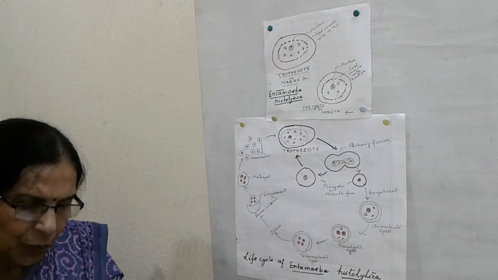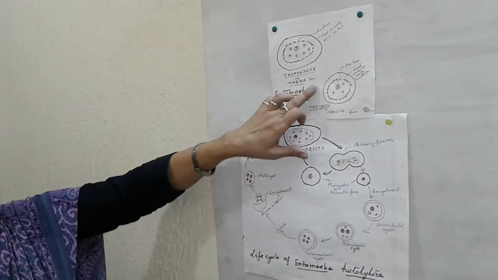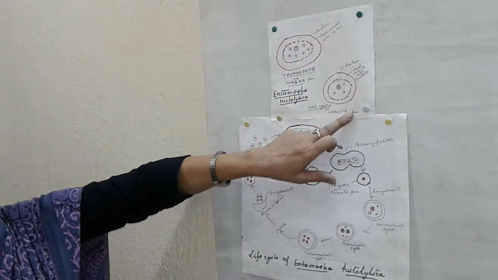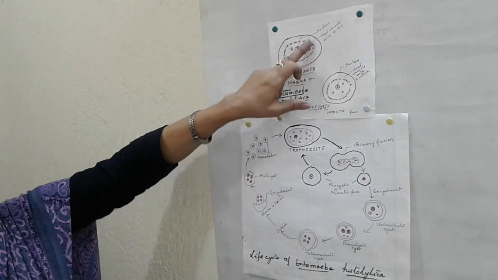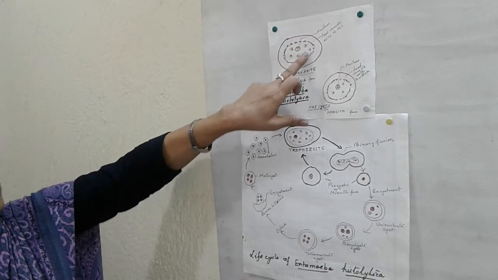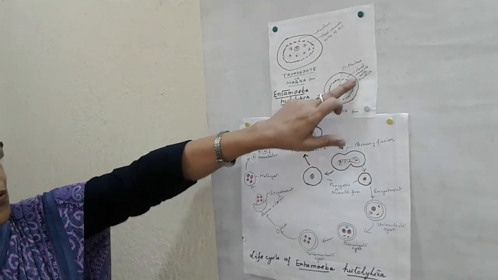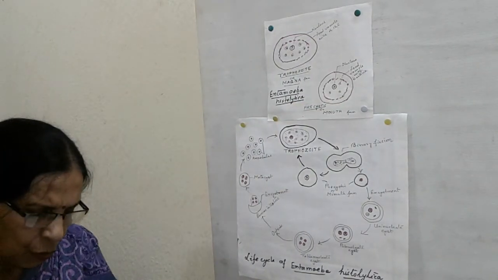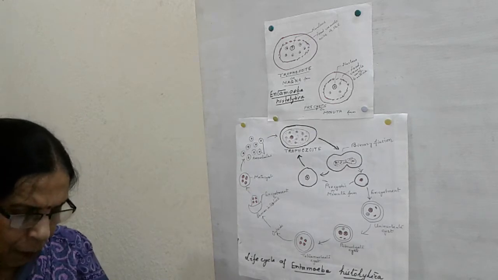First is the trophozoite or magna form. You can see here the trophozoite or magna form. It is a little bit larger than the other, the precystic or minuta form, and it possesses a pseudopodium. One pseudopodium is there, and it contains a large number of food vacuoles containing RBCs, whereas the minuta form contains one or two food vacuoles with bacteria. So the trophozoite or magna form, and the second one is the precystic or minuta form.